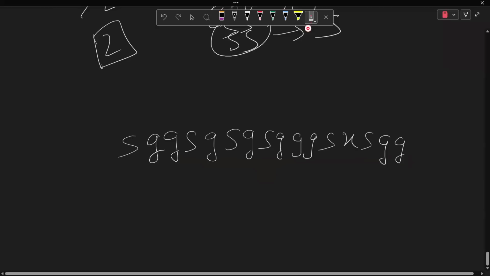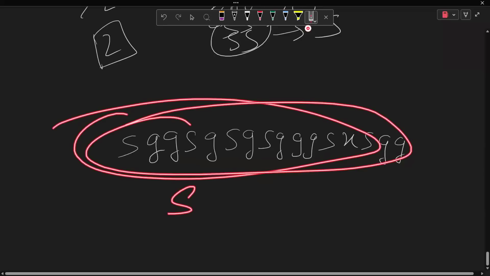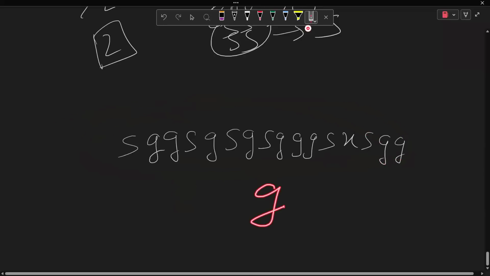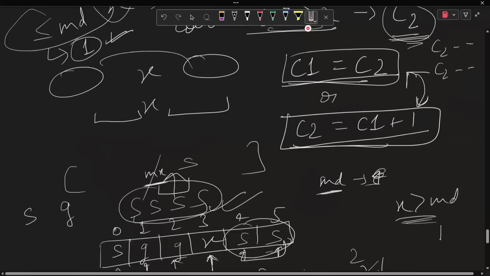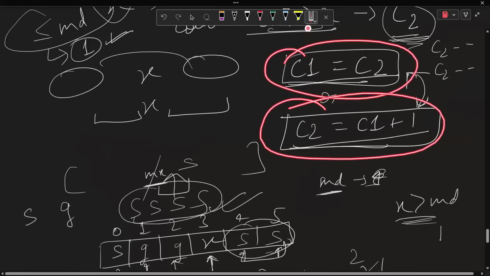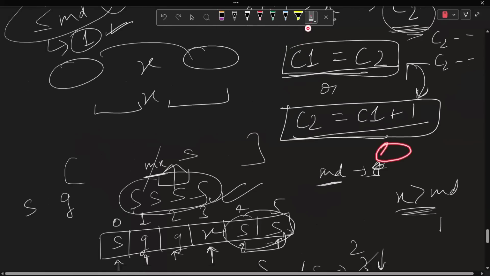So the first thing you do, whatever consecutive s you have, reduce that to a single s, and then whatever you get, just count the number of s and the number of g. The number of s is your c1, the number of g is your c2. If that satisfies one of these conditions, then you can say yes, you can do it. Otherwise, you would say no.